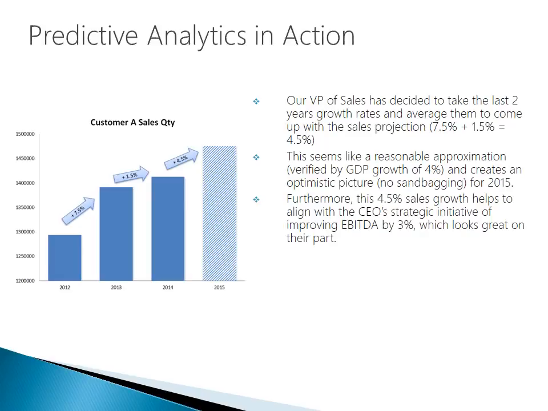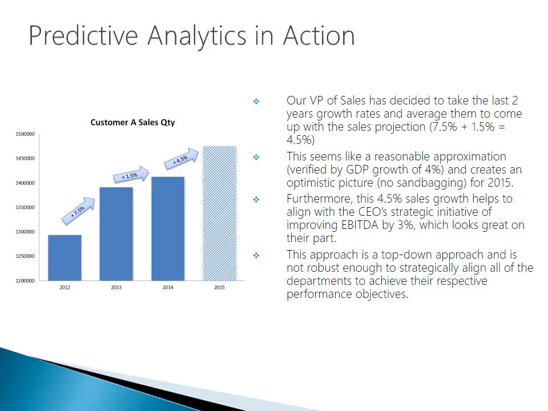Furthermore, this 4.5% sales growth helps to align with the CEO's strategic initiative of improving EBIT by 3%, which looks great on their part. If you're looking to improve bottom line performance, and bottom line is EBIT in this case, a very good way to do it is increase your sales, because you have a drop through throughout the P&L. So increasing your sales, having strong growth, will help in an overall strategy of creating a more profitable business. Okay, so the CEO loves this. He wants to hear 4.5% as much as the sales VP wants to tell him it.